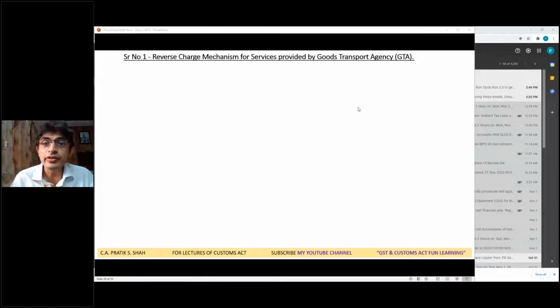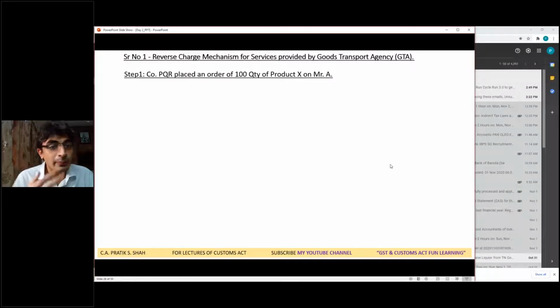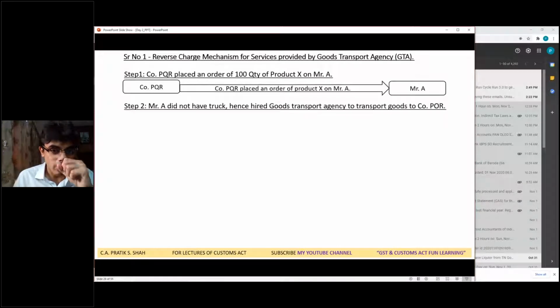GTA service. Goods Transport Agency. Very big point. Few points we will cover of GTA. See this. Goods Transport Agency services, one of the very important topics. What do you mean by Goods Transport Agency? Suppose I'm company PQR. I got an order of product X. I am placing an order on Mr. A. I am placing an order of product X on you, that you people have to sell me product X.